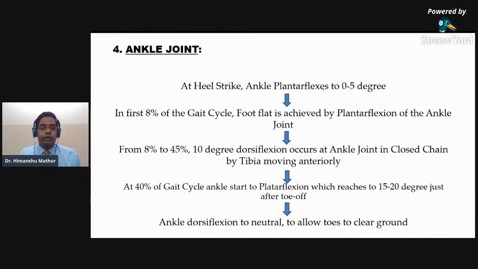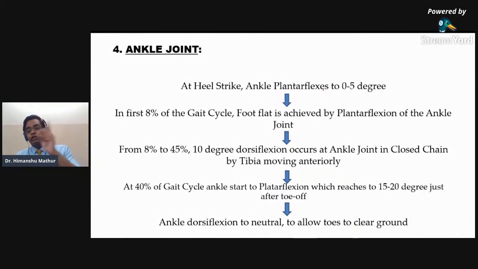Now coming on to the ankle joint. At the heel strike, the ankle plantar flexes to 0 to 5 degrees. Usually what people think is that the ankle is in dorsiflexion. No, the ankle is rather at neutral, or it can be slightly in plantar flexion. Okay, it is not in dorsiflexion. Now in the first 8% of the gait cycle, the foot flat is achieved by plantar flexion of the ankle joint. We have all studied it very well in our last classes of the ankle and foot, right? So it is an open chain plantar flexion of the ankle joint till the foot flat.